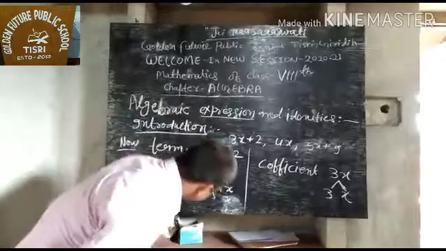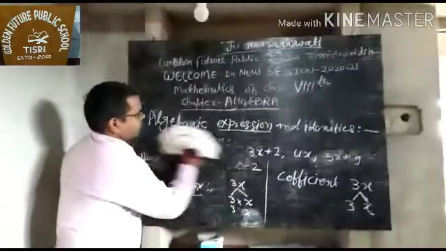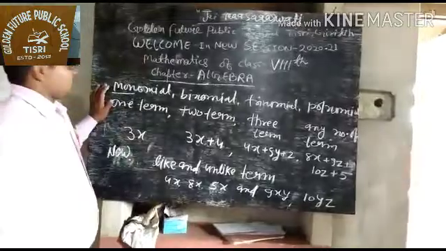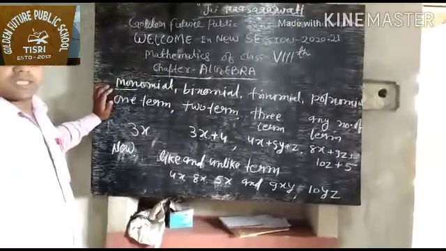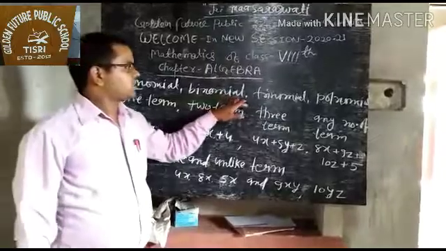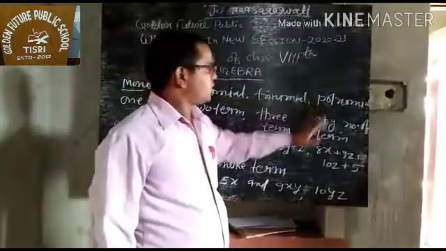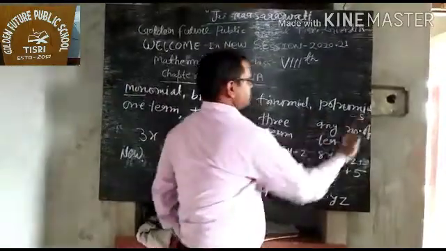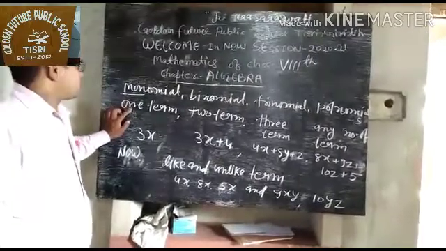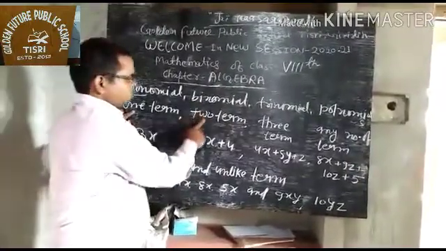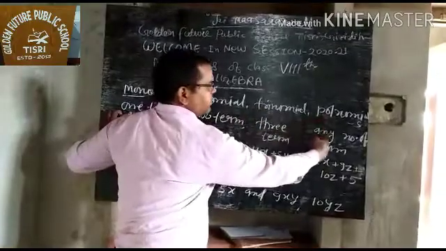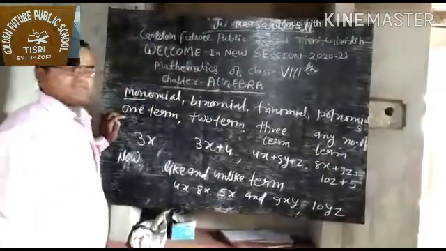Next topic. Now we have to discuss monomials, binomials, trinomials and polynomials. Mono means single, that is one term. Bi means two, and tri means three. Poly means many, or any number of terms.